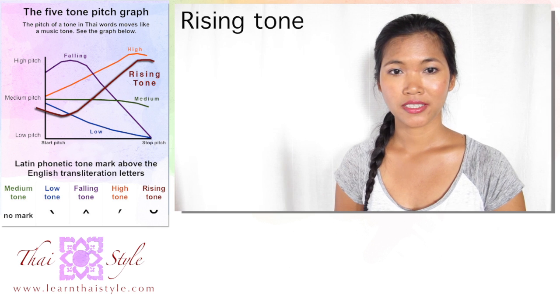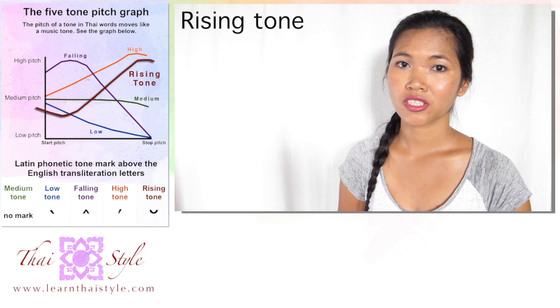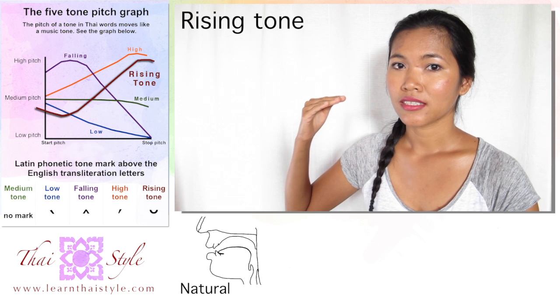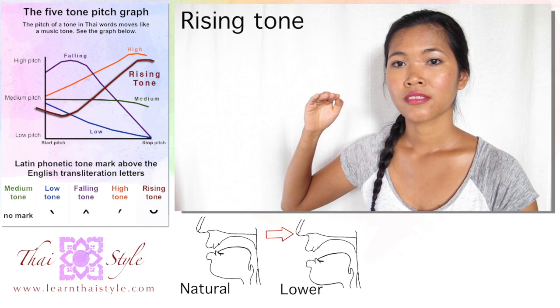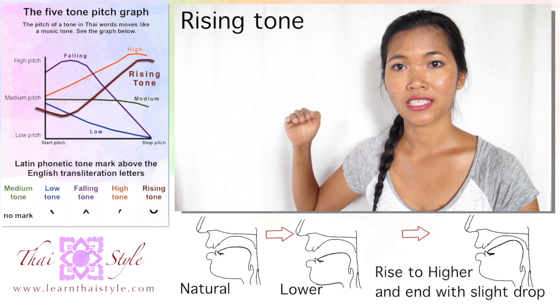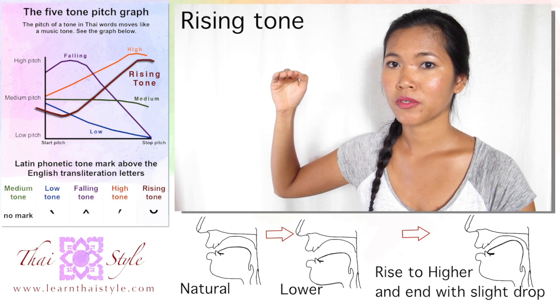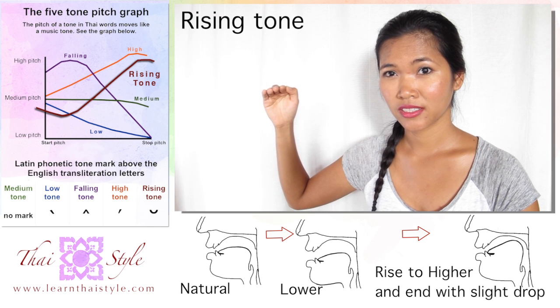To make a rising tone, we start the sound by positioning the root of our tongue at its natural position, then move it slightly lower, then rise it up to higher position. But before you finish the sound, you need to move it down a little.